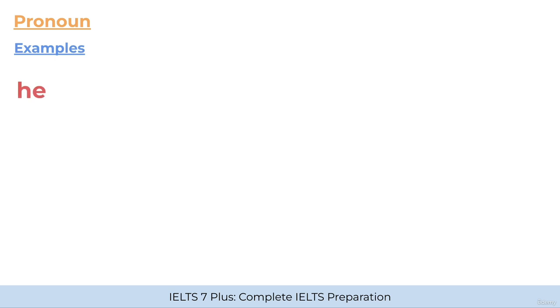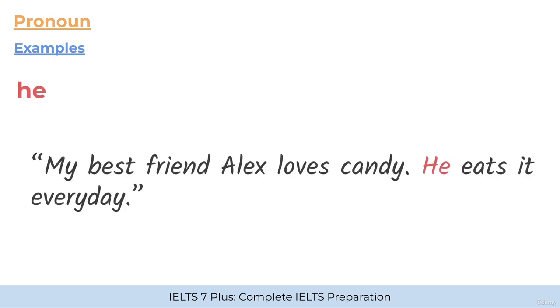So he. For example, my best friend Alex loves candy. He eats it every day. So it's important to note here that pronouns can only make sense once a noun has been mentioned in a sentence. So the first sentence, my best friend Alex being the noun, the person, capital A, proper noun. So now we know what the speaker or the writer is talking about. We're already talking about Alex.